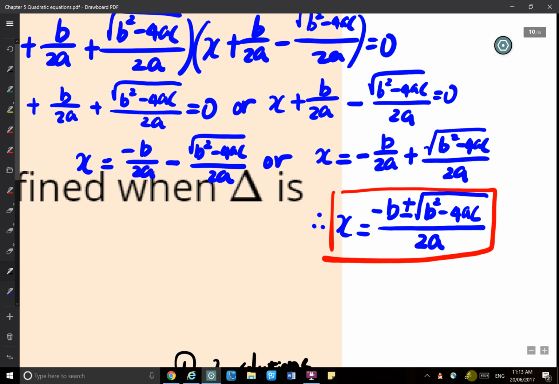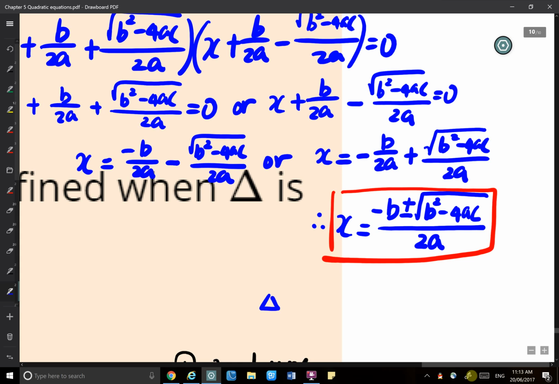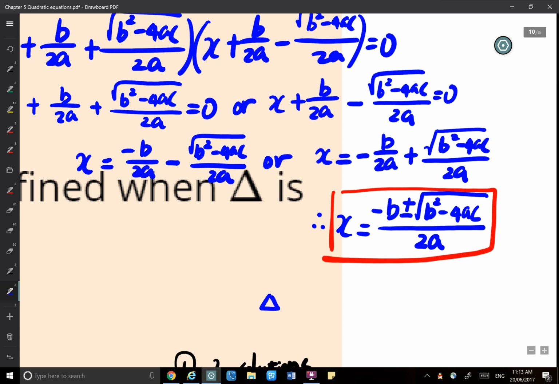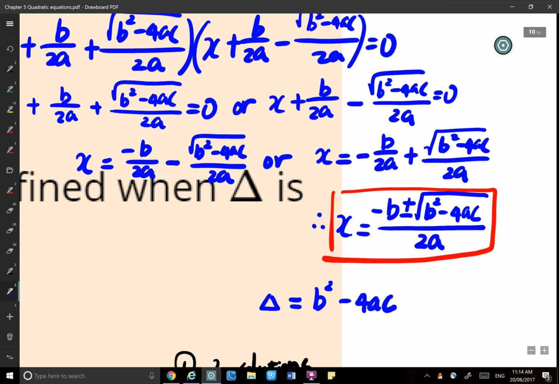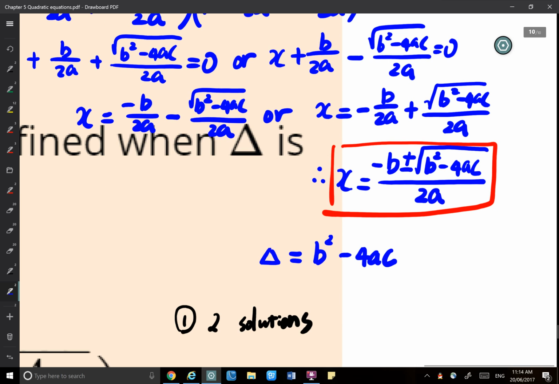Okay, let's say we call this triangle the discriminant. That decides how many solutions there are, or whether there will be a solution or not. This discriminant will be b squared minus 4ac. It's more like a determinant, it will determine whether there will be a solution or not. So b squared minus 4ac is very important.